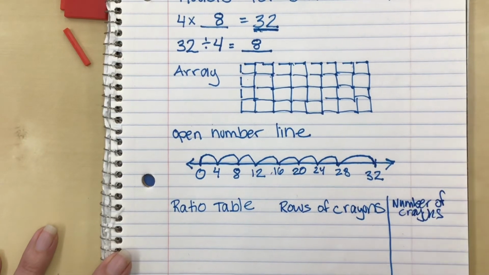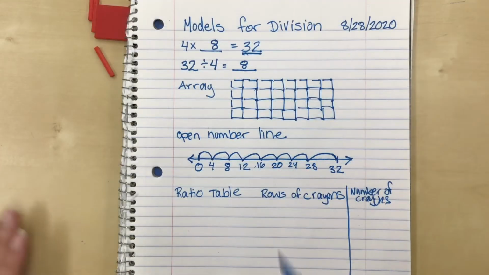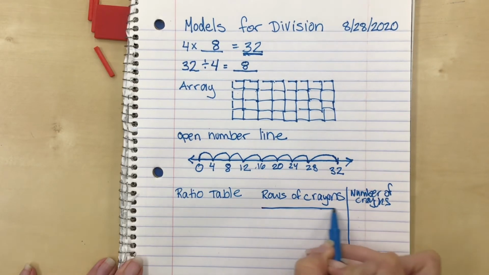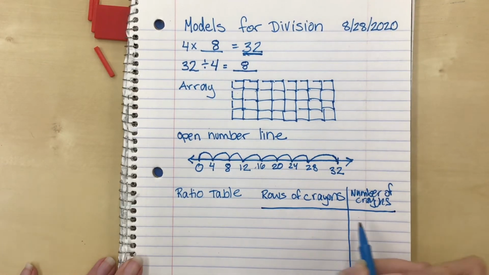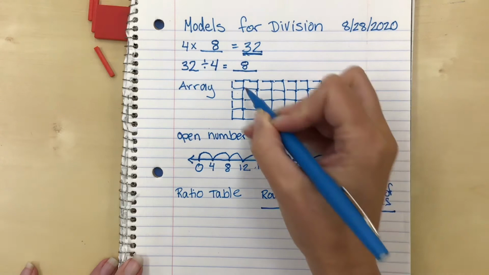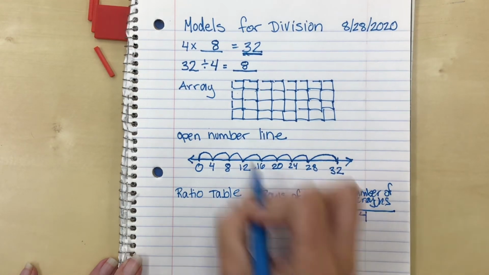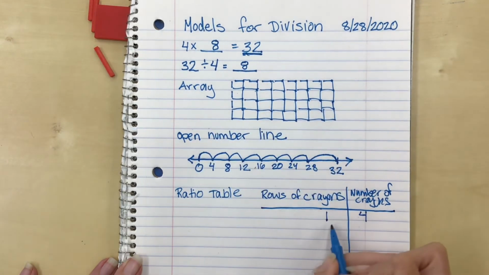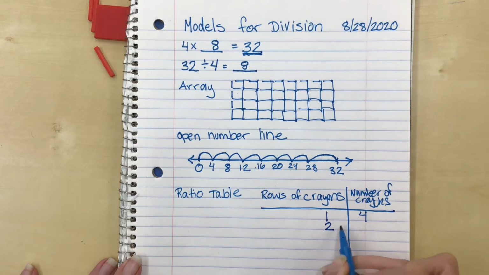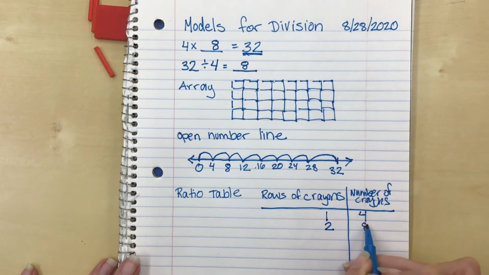Okay, I'm going to pause my video. Okay, and then we draw a line here. And we know that in one row, we have 4 crayons. This is a row. And so that means that in 2 rows, we have double the 4, which is 8.